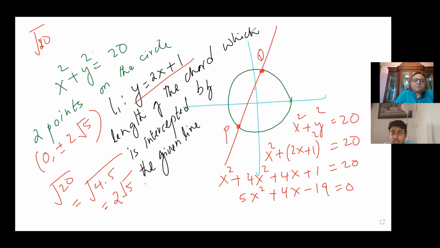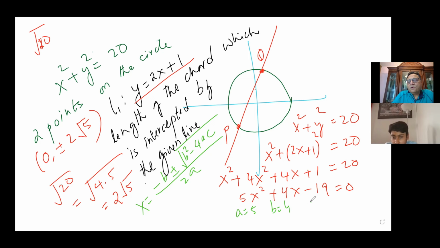So the quadratic formula is that x will be equal to, let me write the quadratic formula, minus b plus or minus square root of b squared minus 4ac, over 2a, right? So where a is equal to 5, b is equal to 4, and c is equal to minus 19. So plug these values in the formula, and then you can find the value of x. So you'll get two different values of x, correct? Okay, sir. Substitute those two values of x here and find the corresponding value for y. So you get 2 points, and now use the distance formula to get the length of the chord.